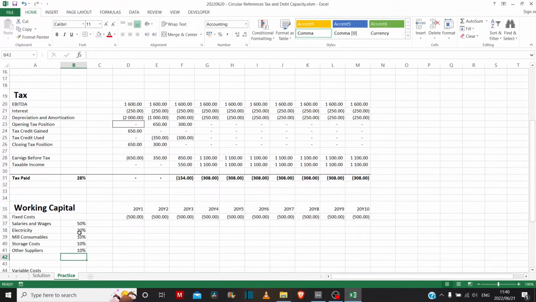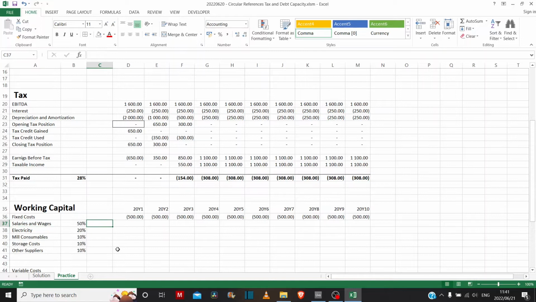These are fixed costs, meaning that they are incurred whether or not the business is actually producing goods available for sale. They will be incurred regardless. So out of this $500 million, this is the proportion. 50%, in other words, $250 million is salaries and wages, and the rest would just follow suit. So 20% would be electricity, etc.